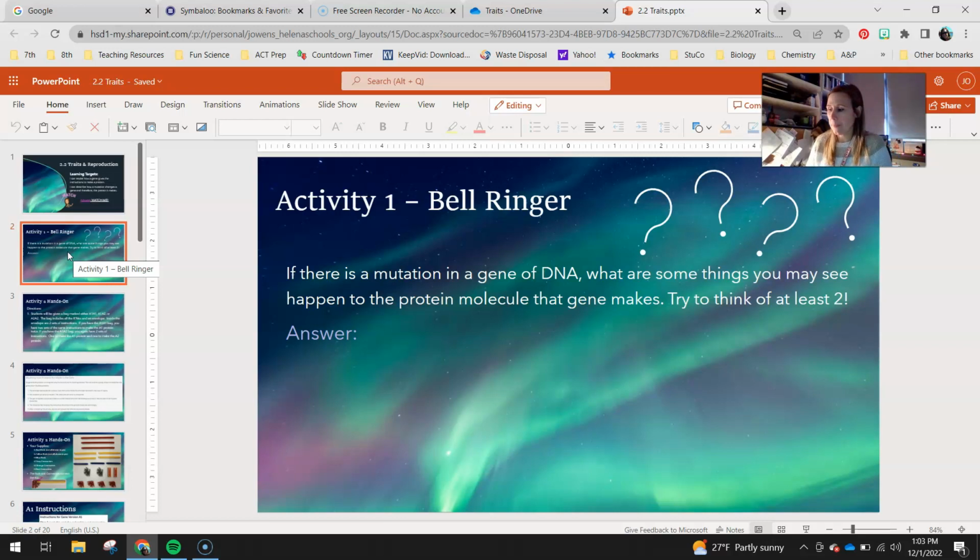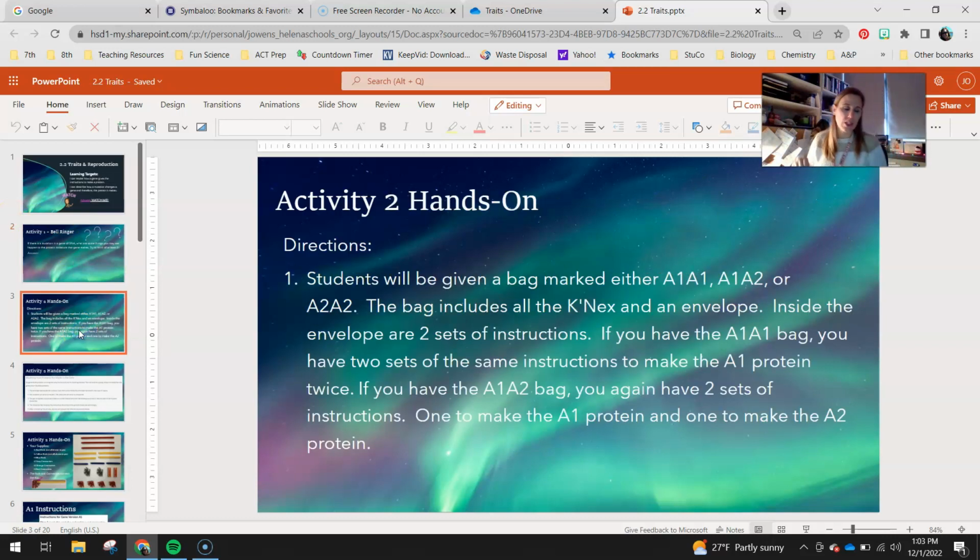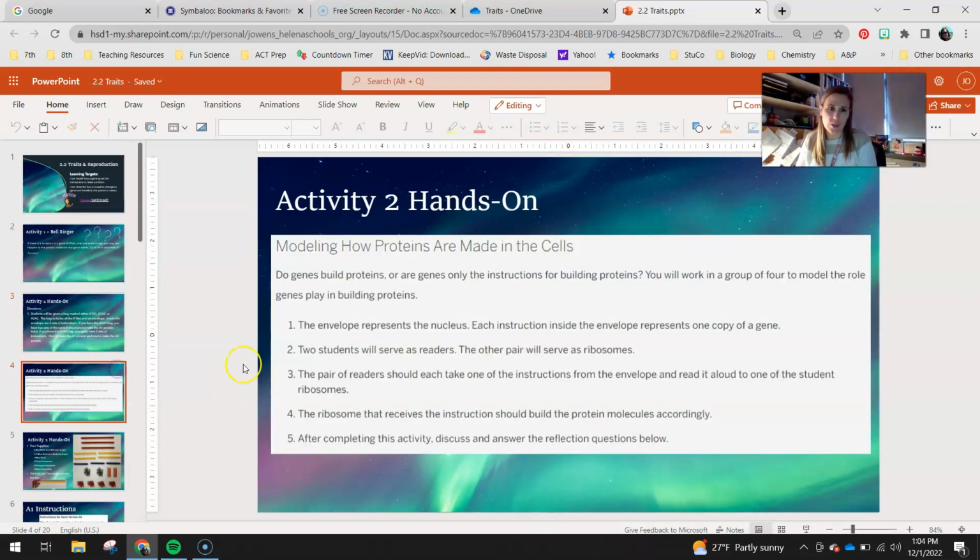All right, so in activity 2, we're going to do a little hands-on activity, but of course, you at home, unless you own your own K'NEX, might have a little bit more of a difficult time with this. What you would have if you were in class is an envelope. Let me read the instructions to you first.